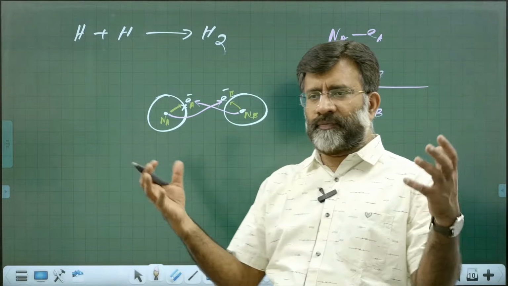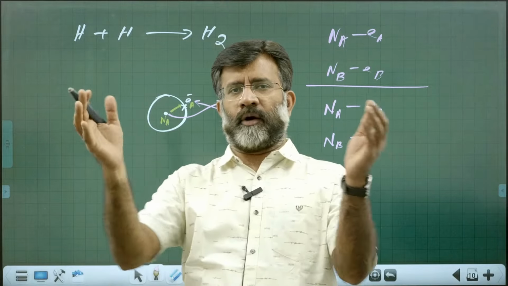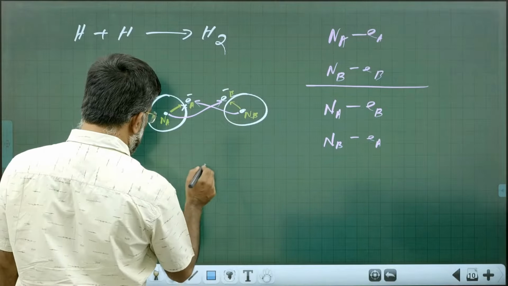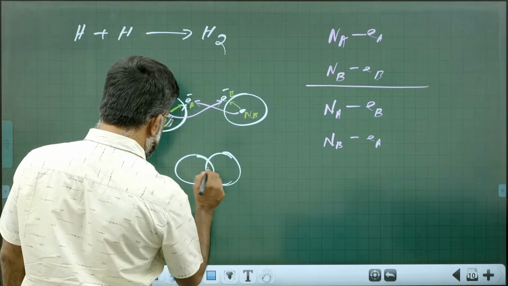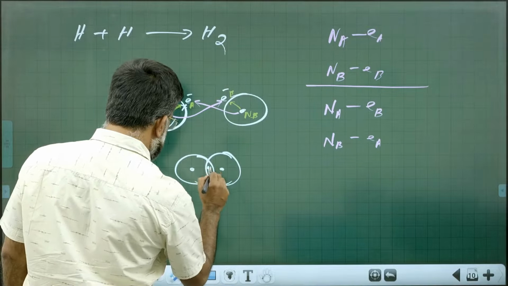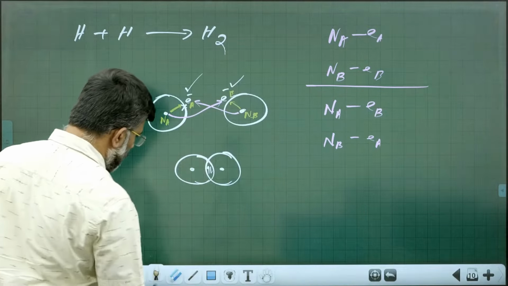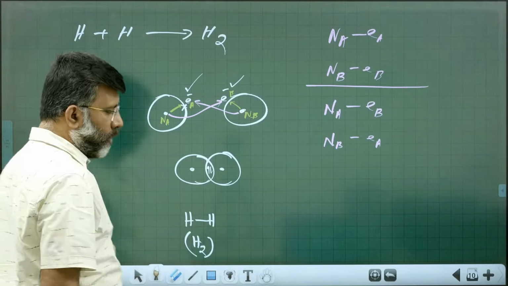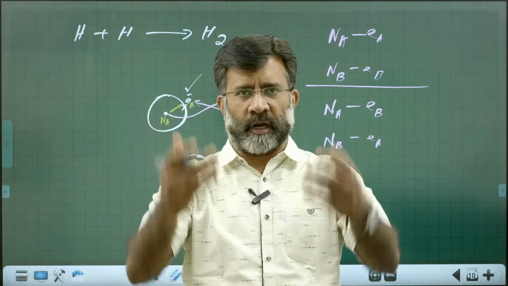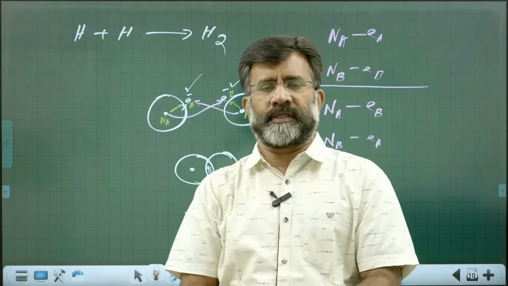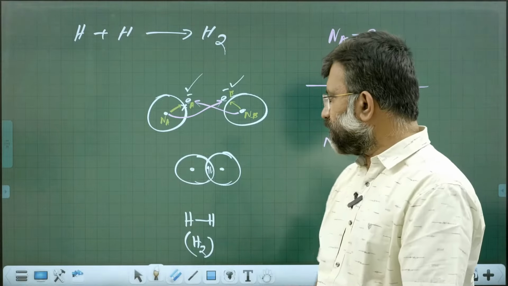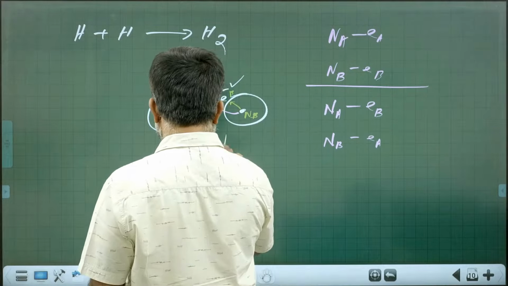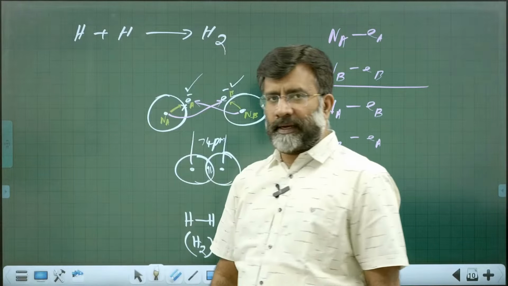And those attractive forces increase, and at an optimum distance they start binding each other. They get bonded at an optimum distance. The two electrons come in the common region, pairing up, and thereby we get H-H, that is the H2 molecule, where the potential energy drops to a minimum and they get stabilized at an optimum distance. That optimum distance is called bond length. This is bond length, 74 picometer. That is bond length, very important.